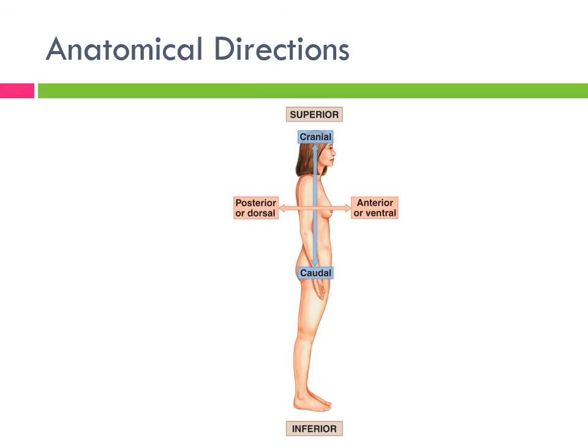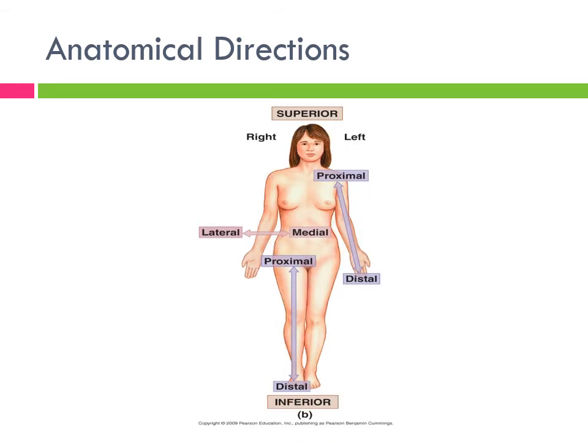Anterior or ventral is on the front side of the body. Posterior or dorsal is on the back side of the body. We're also showing superior and inferior here, but we're also adding in proximal and distal. So proximal is closer to the attachment, distal farther away from the attachment. Medial is closer to the midline, lateral is far away from the midline.